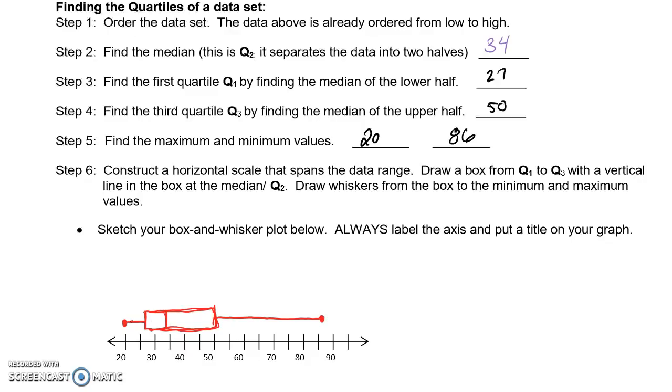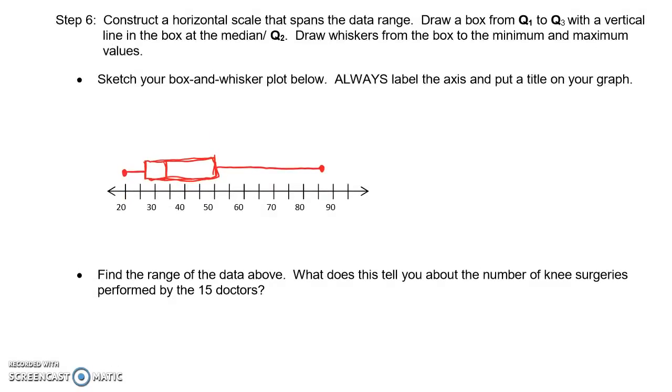So the box and whisker plot is representing all of the information in between the minimum and the maximum with half of the data in that box. The range of the data above is the max minus the min. That's the 86 minus the 20. So it's 66 is the range.